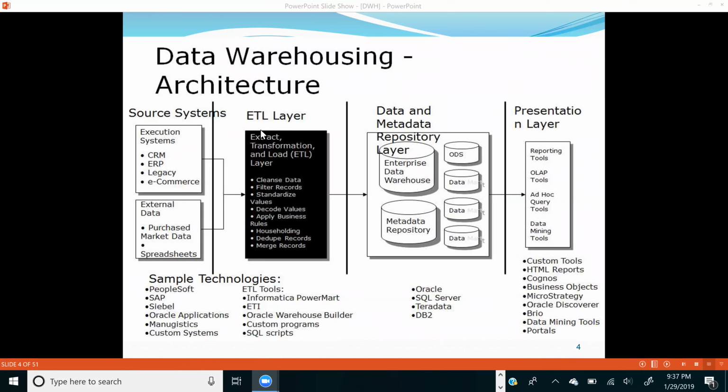So these are the others, and Pentaho is another, Talend is another tool which are popular in ETL. And once this transformation is done, they are going to load the data into the data warehouse. And once the data is loaded into the data warehouse, we are going to establish a connection to a presentation layer, which is our reporting tools.